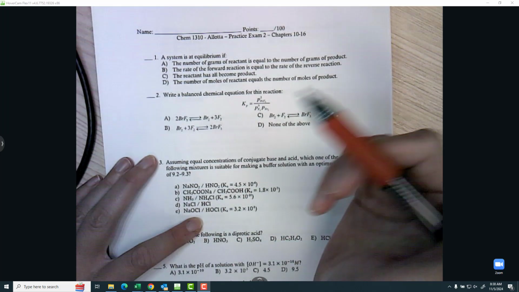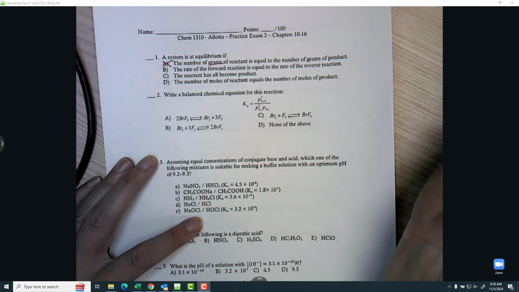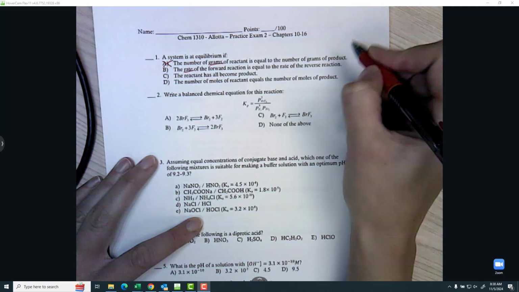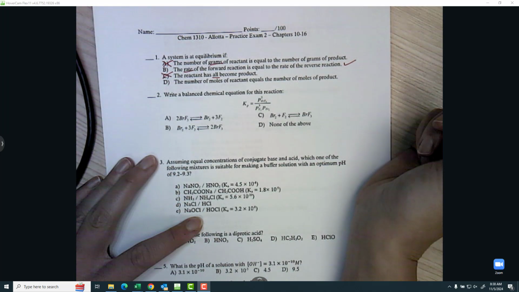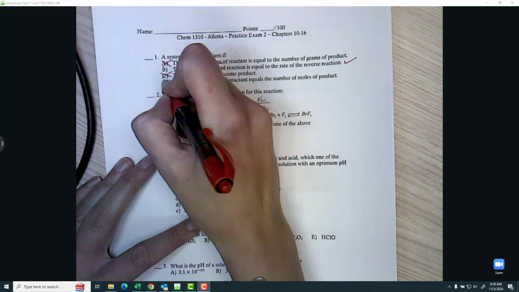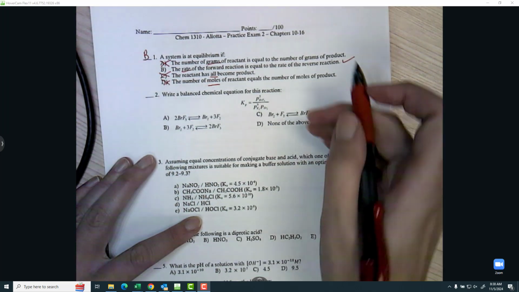All right, here we go. So the system is at equilibrium. First of all, it has nothing to do with grams. It does have to do with rate, so that looks promising. All product, no, that's not equilibrium, and it does not have to do with how many moles of each one. So the only one regarding rate was B.